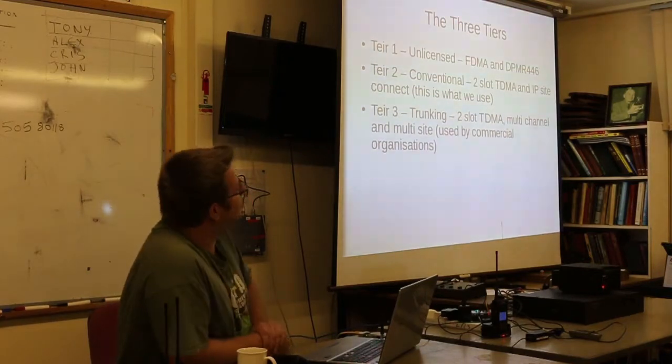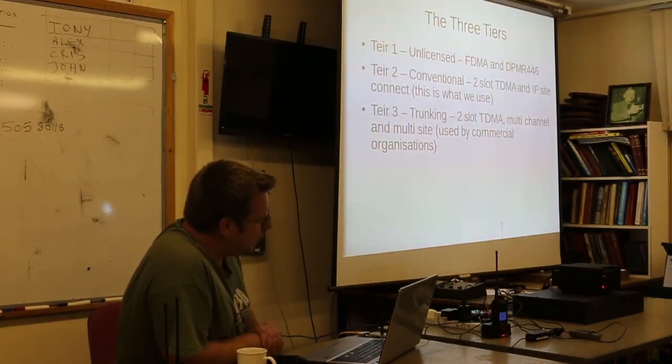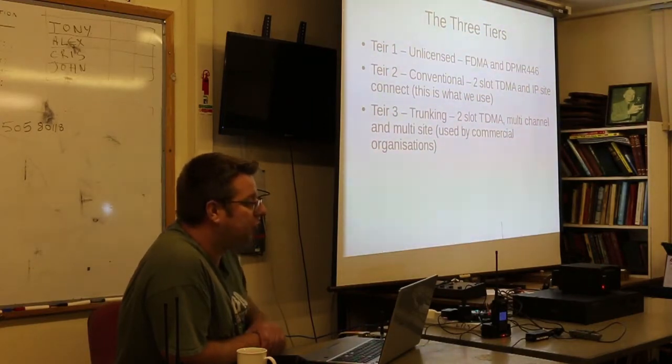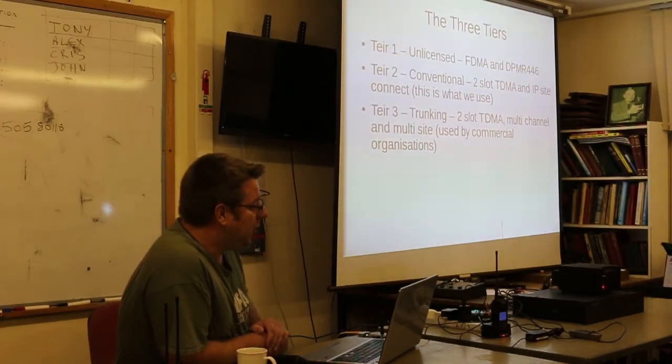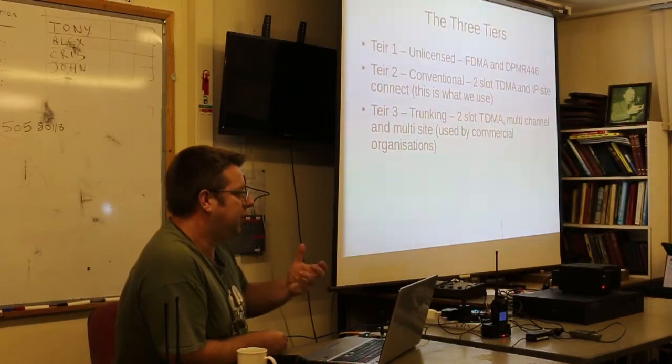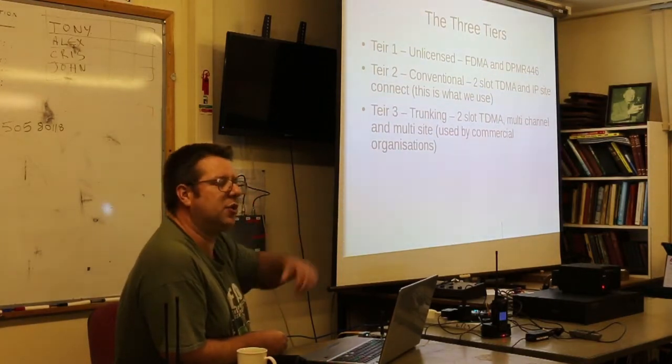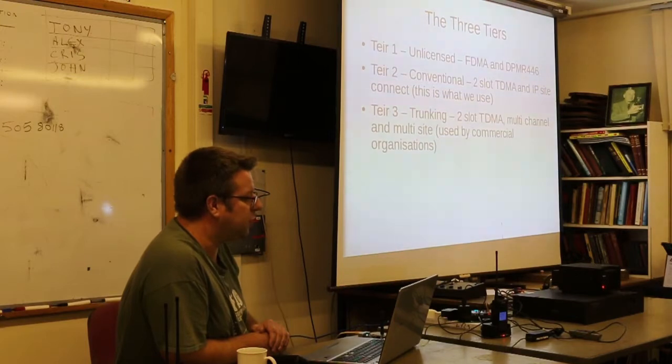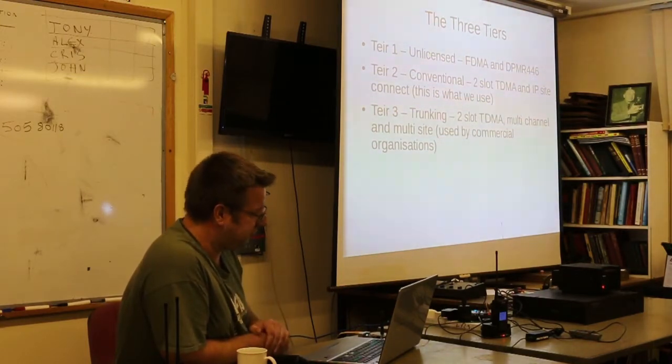Right, going a little bit deeper into the 3 tiers. Tier 1 was just an unlicensed sort of PMR 446 or DPMR, which is an even simpler version, and that's it. It's literally just a digitally encoded transmission received on another handheld at the other end. All quite straightforward. So just point-to-point communications, but using a digital voice.